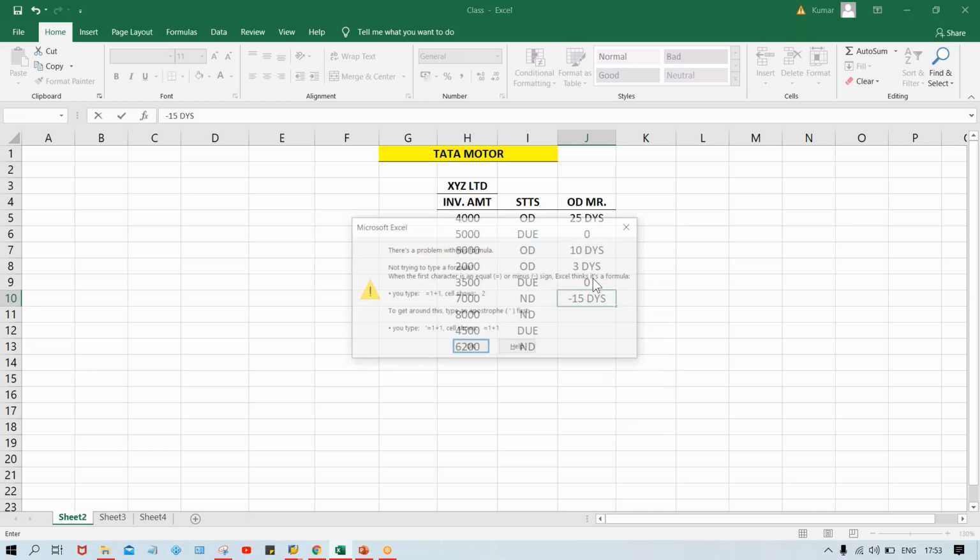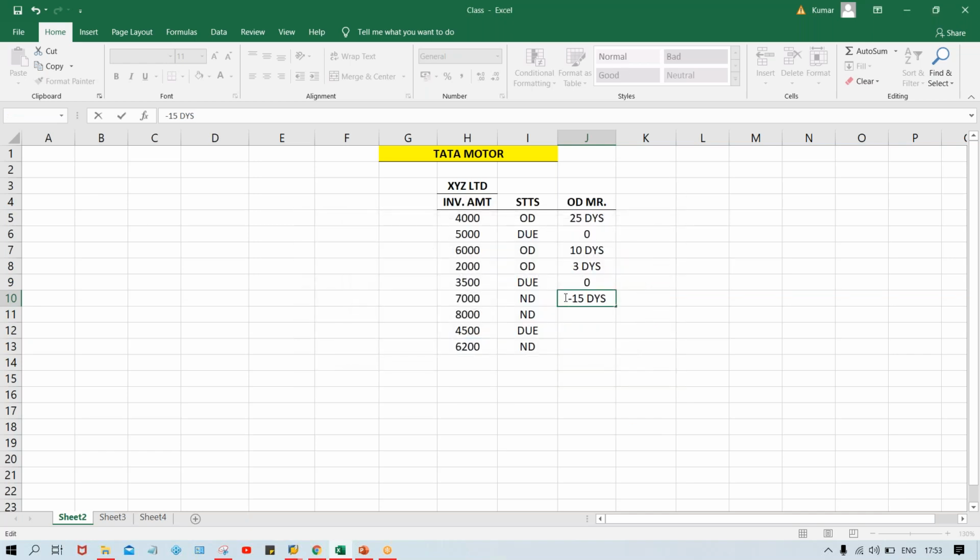Okay, it means what is happening, guys? I'll have to do one thing, guys. I'll specify it like this, so minus 15 days. Likewise here, I'll specify minus 10 days, right? And here 0, and not due by a margin of, let's suppose, minus 5 days. It means what is happening, guys? Tomorrow the margin here is going to be 14 days. Day after tomorrow, 13 days.